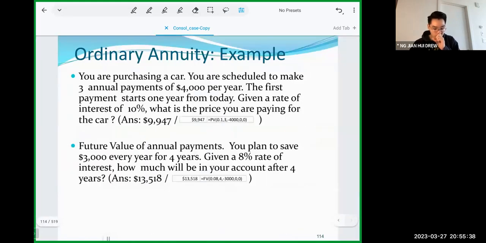Okay, so we have two more examples on ordinary annuity. This one is about purchasing a car. You are purchasing a car and you schedule to make 3 annual payments at 4,000 per year. The first payment starts 1 year from today. Remember, for an ordinary annuity, we need to consider 1 year from today as well. That's one of the requirements. Given the rate of interest is 10%, what is the price you are paying for the car? Let's look at the second part here. Now, let's jump back to Excel to do it.